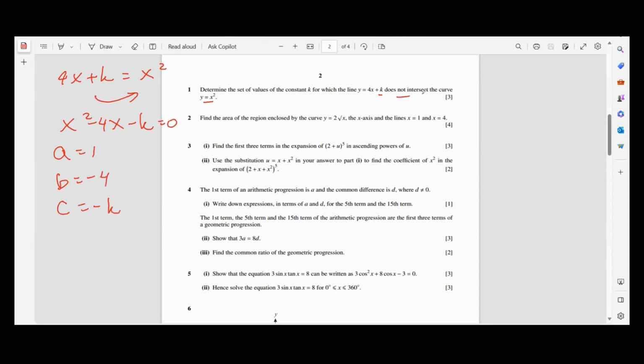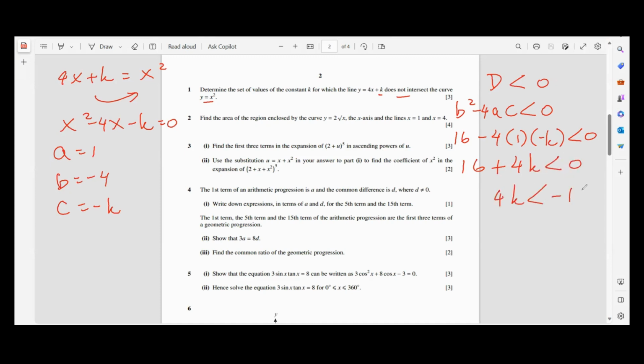And then if we say does not intersect, it means the discriminant is smaller than 0. So b squared minus 4ac is smaller than 0. b is minus 4, so it becomes 16 minus 4 times a times c, minus k, smaller than 0. So we get 16 plus 4k smaller than 0. So 4k, remove the 16, becomes minus 16. And then k, remove the 4, divide by 4, so minus 4. So k is smaller than minus 4. So that is for number 1.